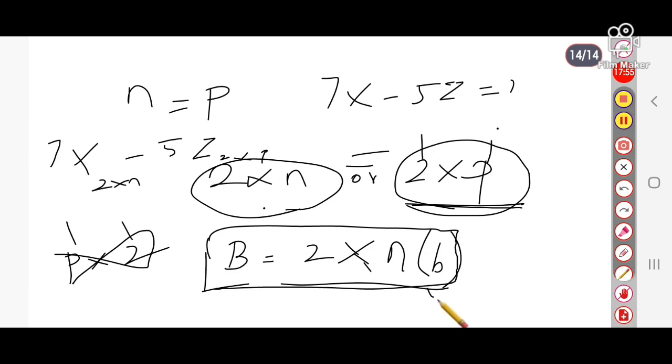2 cross n. In the options, they haven't given 2 cross p, right? Therefore, we are taking 2 cross n. If they haven't given 2 cross n and had given 2 cross p, that would be the answer, because 2 cross n is equal to 2 cross p, as we proved here. Since N equals P is well defined in the question.